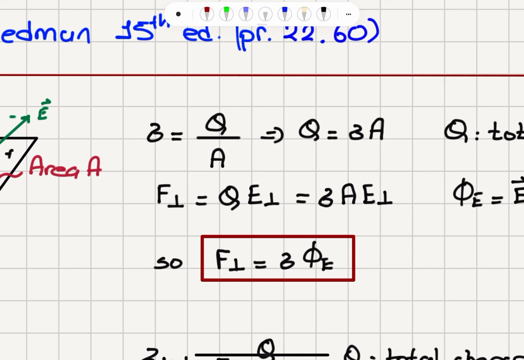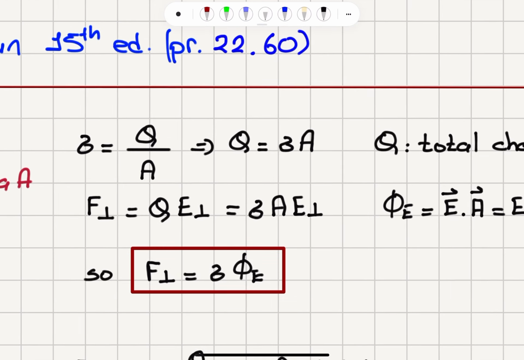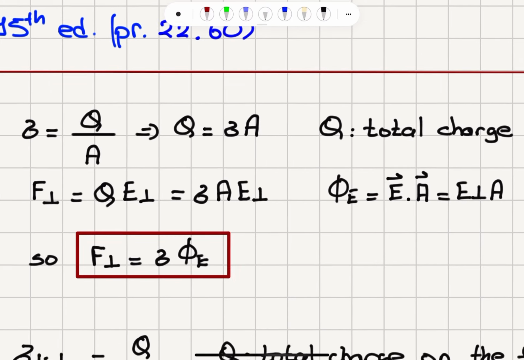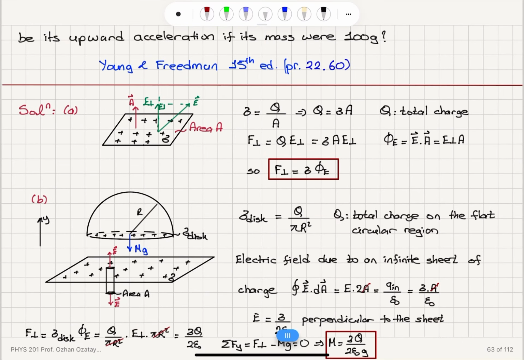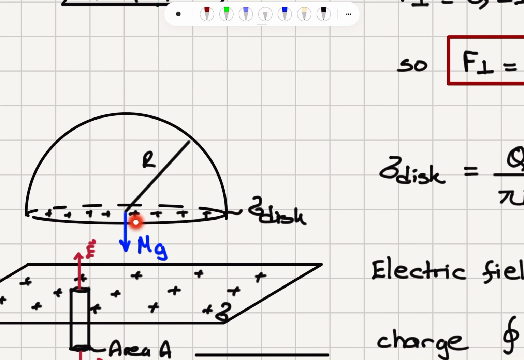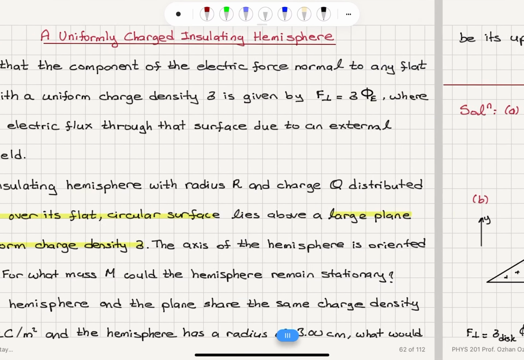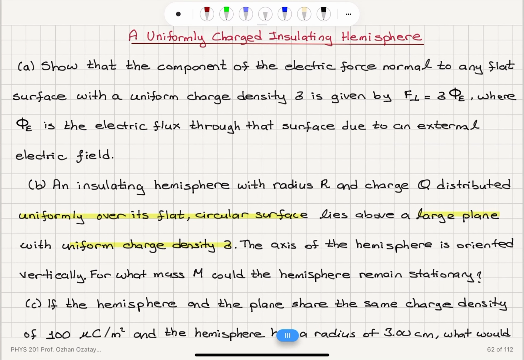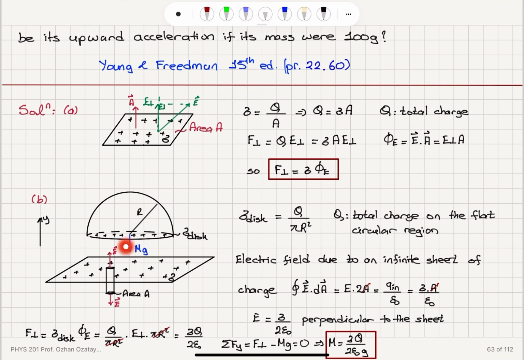Remember, electric field is force per charge. So this is going to be sigma times area A multiplied by E perpendicular. E perpendicular times A we recognize to be the electric flux. So we find sigma times the flux as the perpendicular force. In part B, we have placed an insulating hemisphere with radius r and charge q distributed uniformly over its flat circular surface. The flat circular surface is this surface and it has a charge density sigma disk. It's uniformly distributed. The axis of the hemisphere is oriented vertically, so this is the vertical axis.